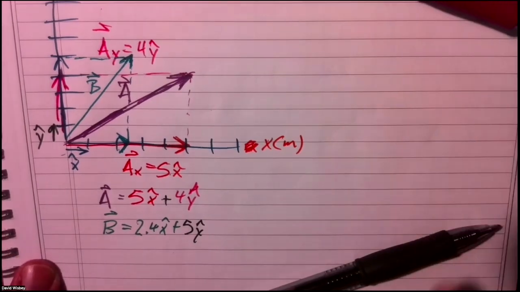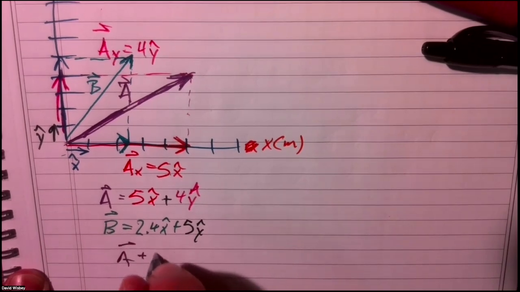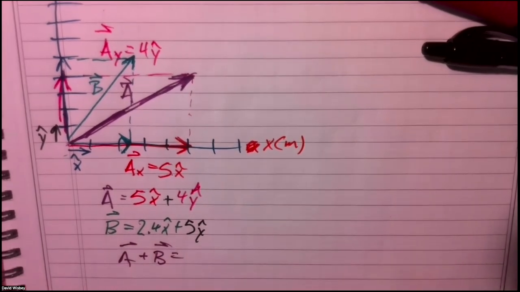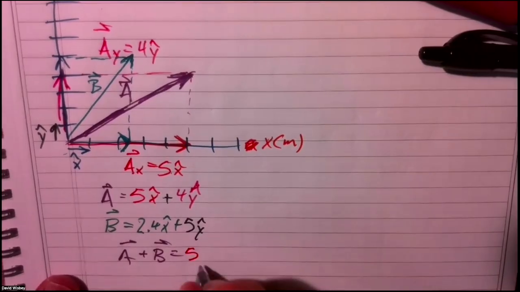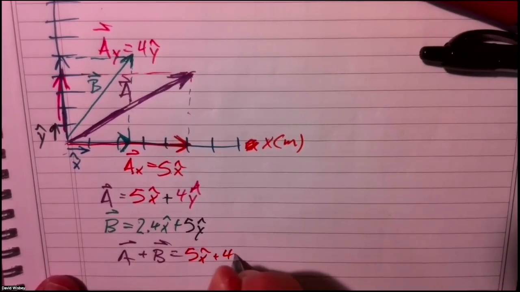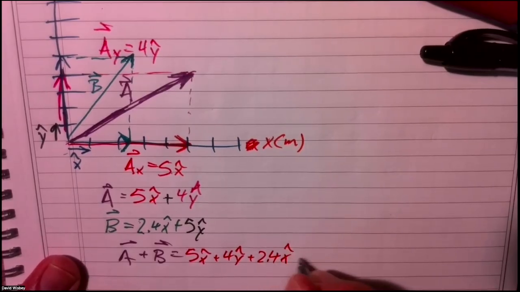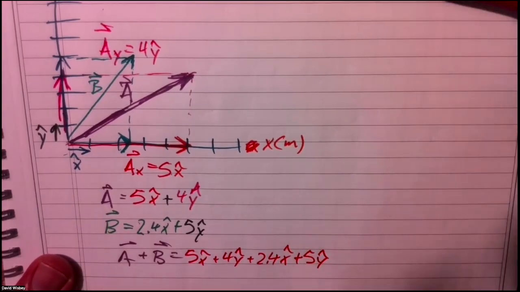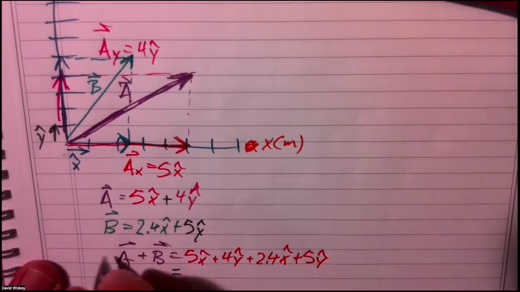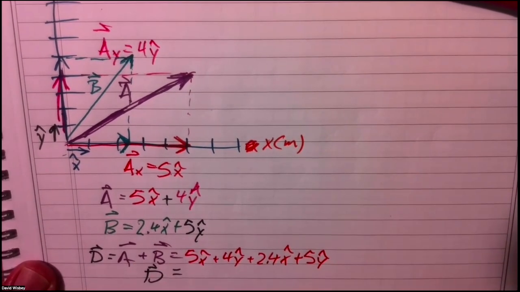Let's just do A plus B here. So we're going to write the vector A plus B. I'll write A first. We'll write down the components here. So we have 5 x hat plus 4 y hat, and then we're going to add these together. So this will be 2.4 x hat plus 5 y hat. Now we just add the components together. I'm going to call this vector D. I can call it whatever I want to.